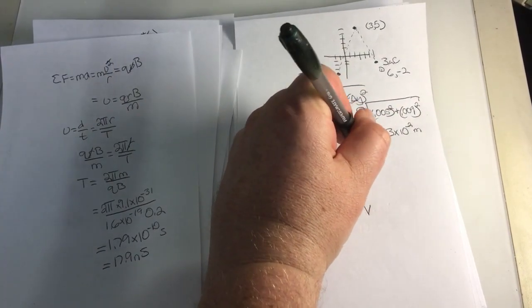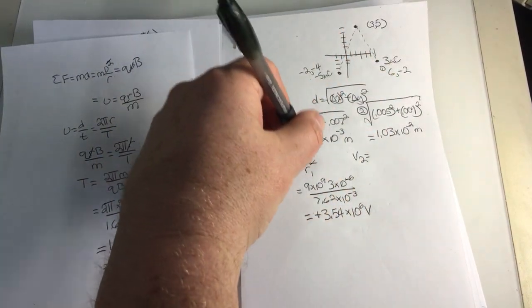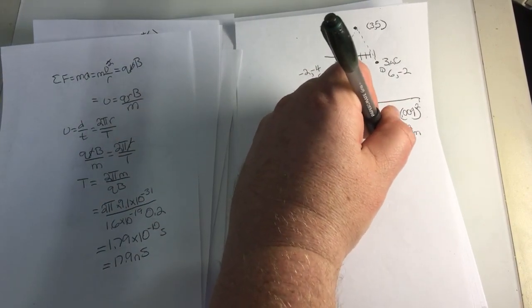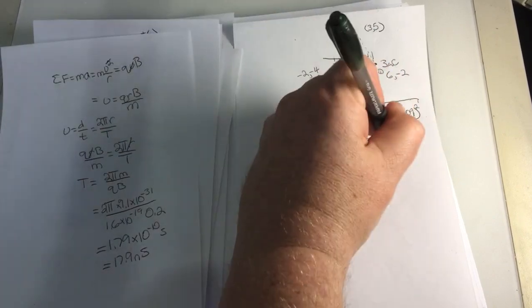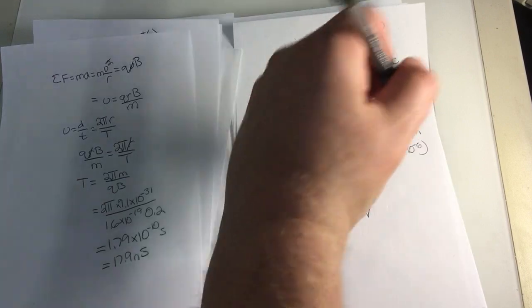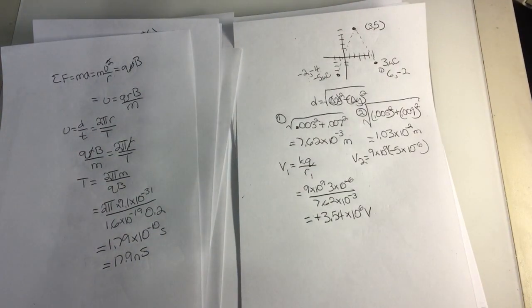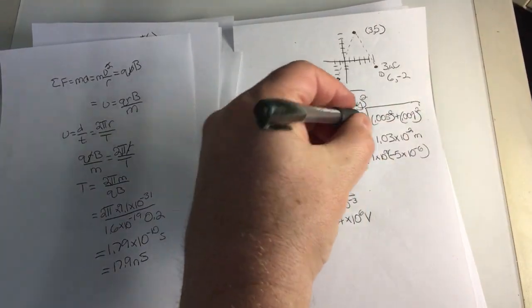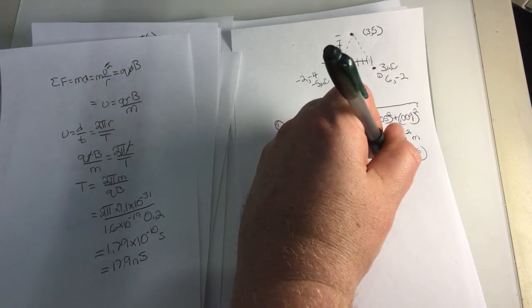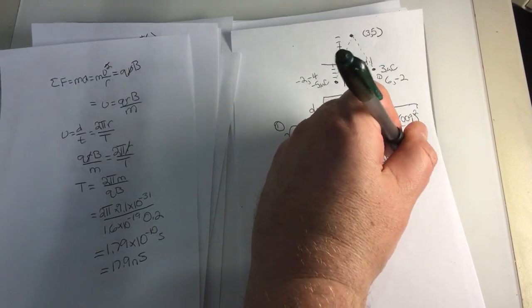The potential for 2, again, is KQ2 over R2. So 9 times 10 to the 9th, times -5 times 10 to the -6. Remember, in E fields and in electric forces, when you're dealing with them, you always deal with magnitudes. With potential, the negative signs do come into play. Divided by 1.03 times 10 to the -2.